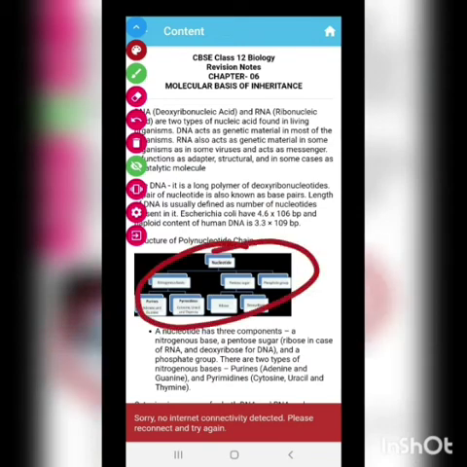Okay, this entire chart shows the same thing. So you can pause the video and you can see.